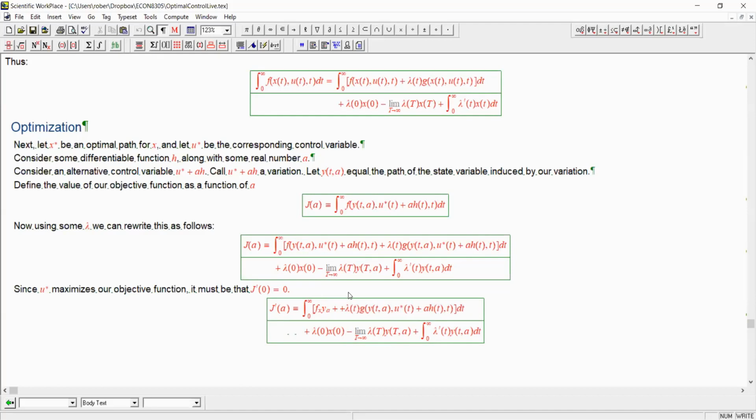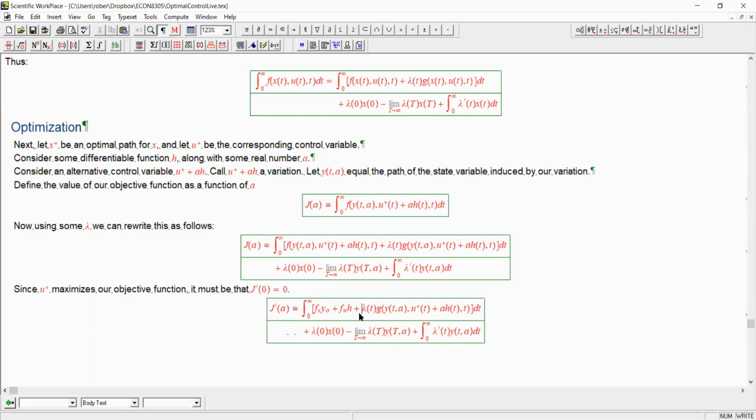Then again, we have to differentiate f with respect to its second argument, because a is there. Let's call that f sub u. And then what's the derivative of this with respect to a? It's h. Just write h. So I'm suppressing the argument t here.